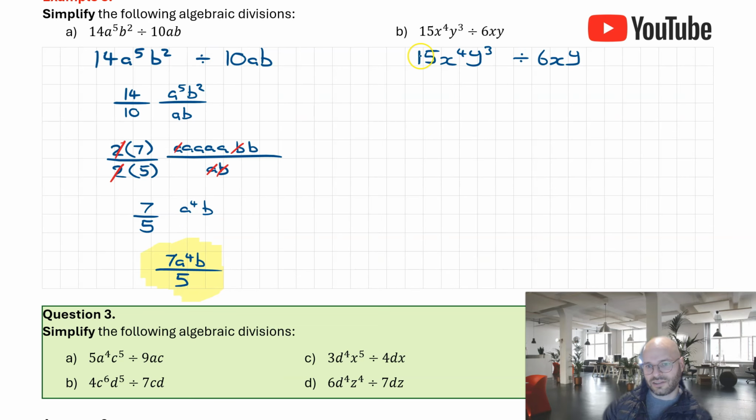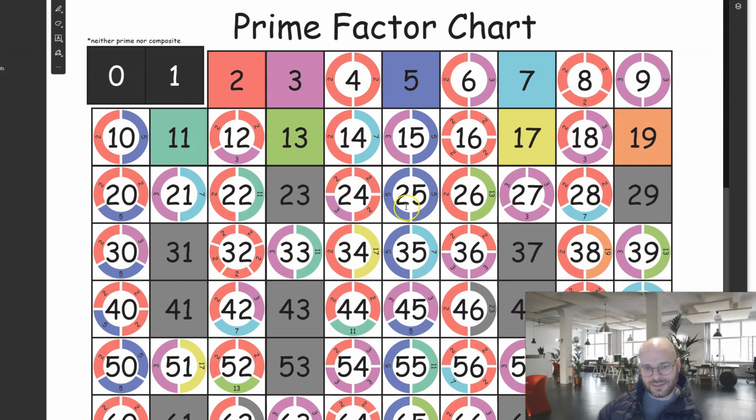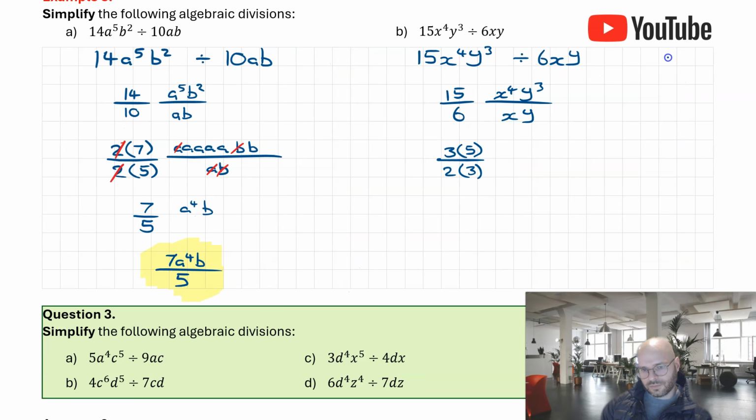15x to the 4, y to the 3 divided by 6xy. Start off by gathering your coefficients and moving them to the left. Next, we're going to get our variables, x to the 4, y to the 3, x, y. Okay. 15 and 6, that doesn't go evenly. So what I'm going to do is use my prime factor chart. 15 is 3 and 5, 6 is 2 and 3. Okay, and then I've written my variables in expanded form.